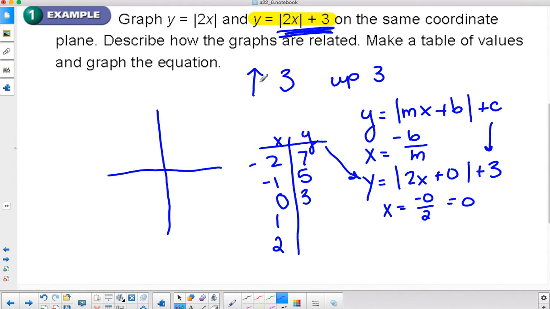Excuse me. 1 times 2 is 2. 2 plus 3 is 5. 2 times 2 is 4. 4 plus 3 is 7. All right, so now let's go ahead and sketch this graph.